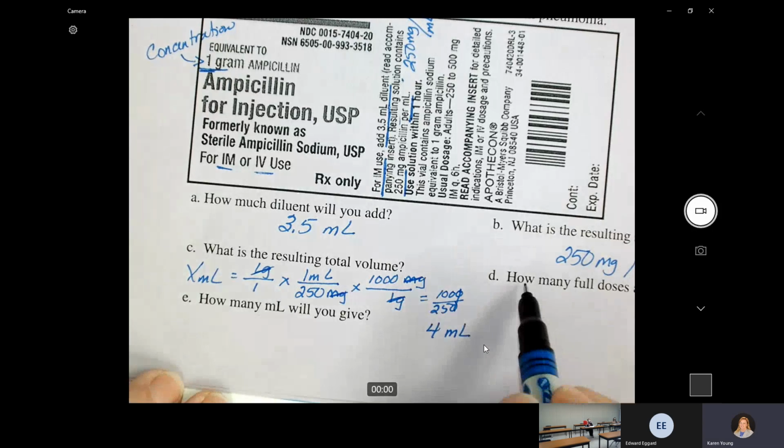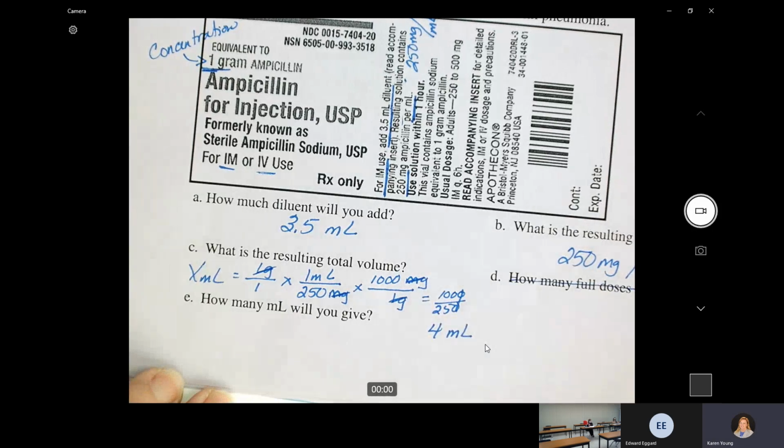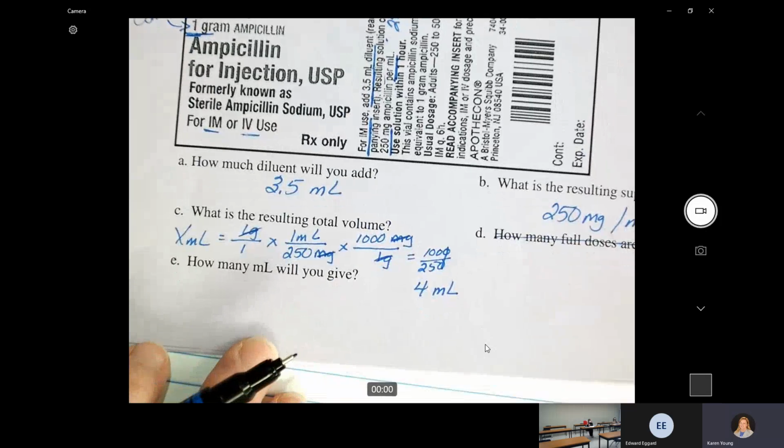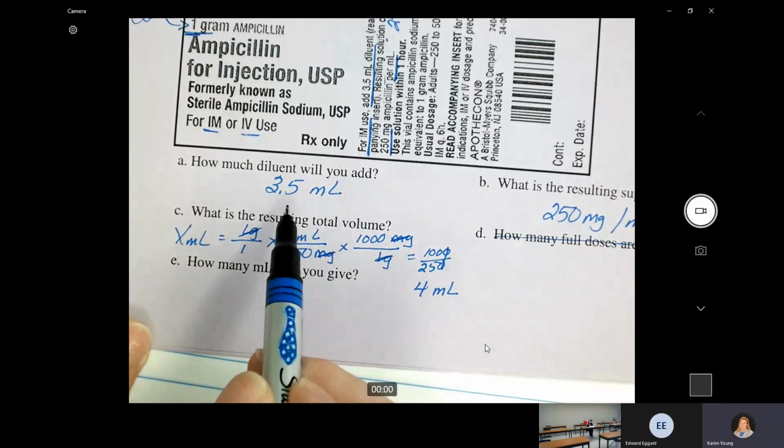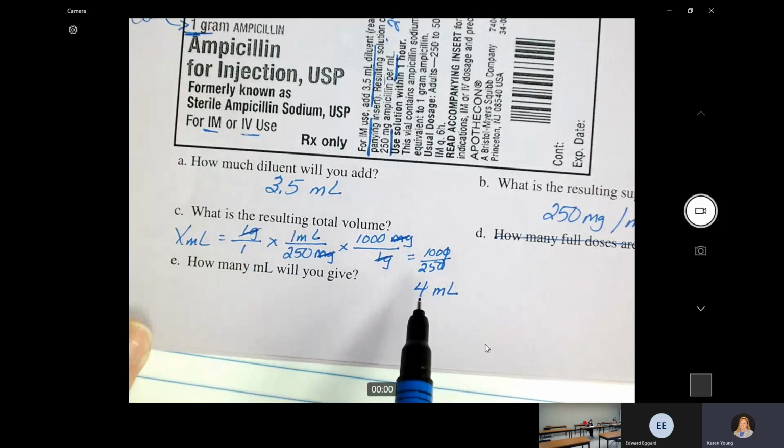All right, I'm not going to worry about the full doses this time. That's not all that important unless you're giving it, and we'll do it a couple more times. But so how many milliliters will I give? Do I need the 3.5 milliliters or the 4 milliliters to know how many milliliters I'm going to give?